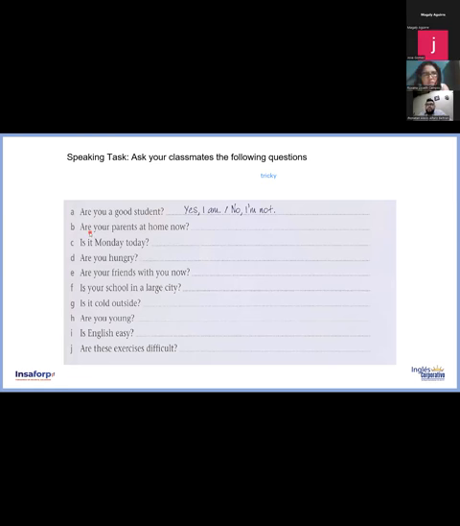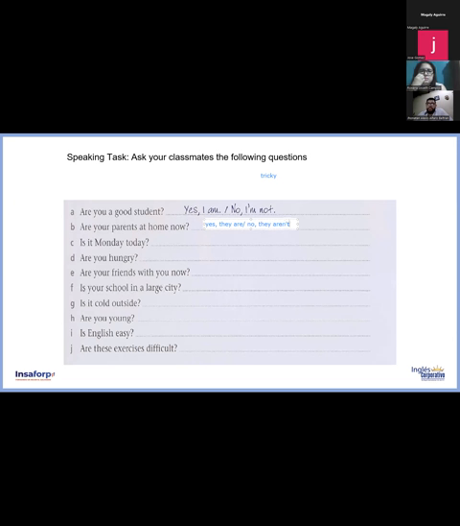La pregunta es, are your parents at home? Vamos a responder de las dos formas, afirmativa and negative. Who wants to do it, guys? Are your parents at home? Yes, they are. That's right. And the negative form is no, they aren't. Perfect.